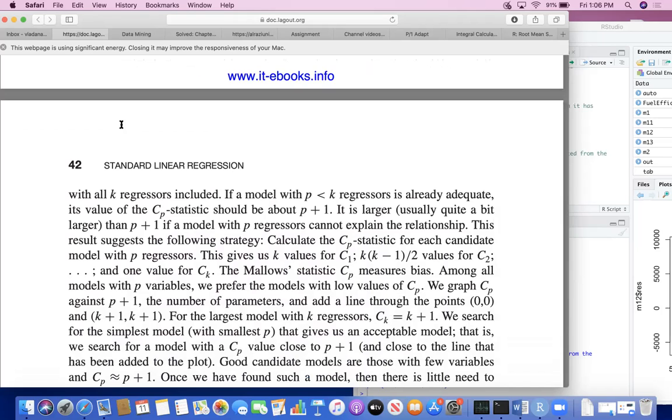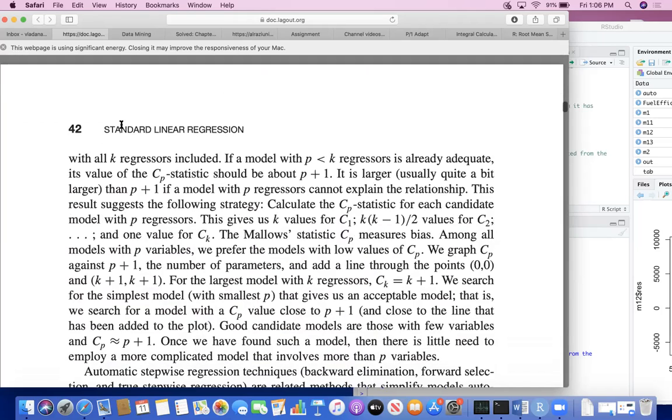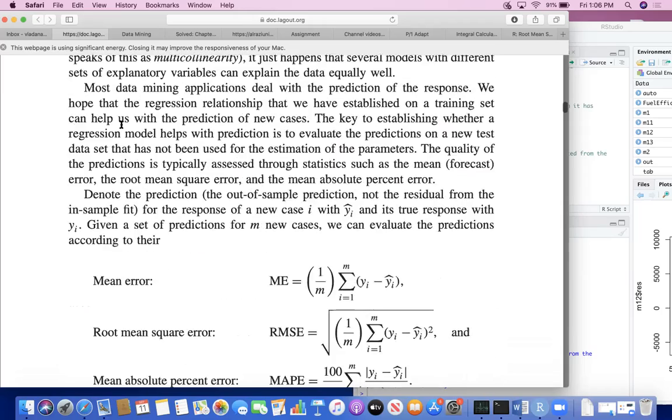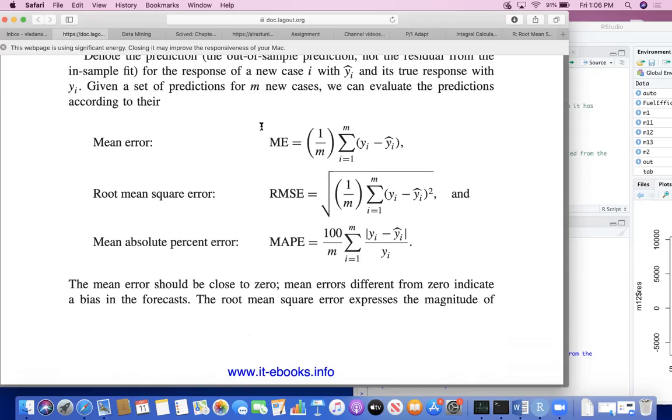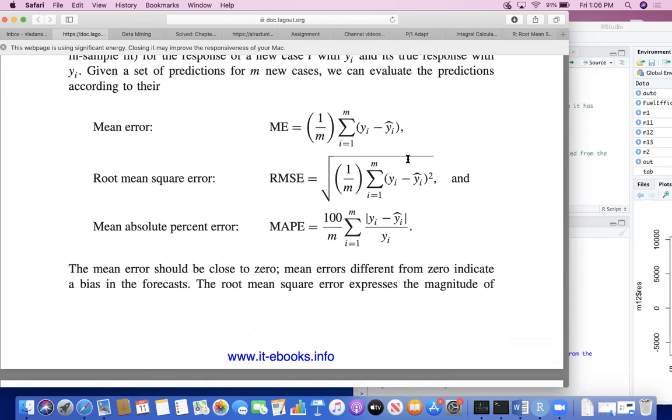The quality of the predictions is assessed through the mean error, which should be close to 0 and indicates bias, the root mean square error, which expresses the magnitude of the forecast error in the units of the response variable, and the mean absolute percent error, which expresses the error in percentage terms. We want unbiased forecasts with low values of root mean square error and mean absolute percent error.